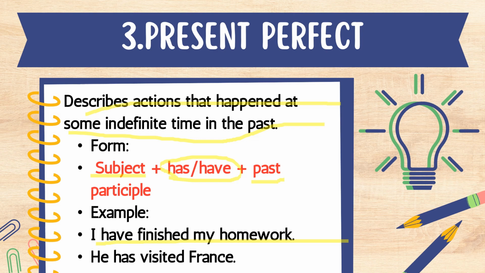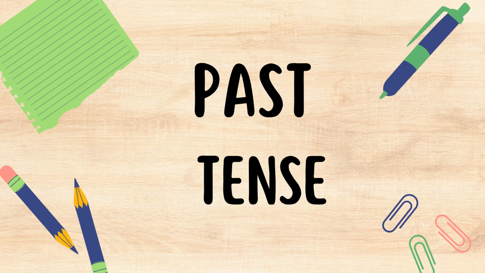Finished is showing you the past participle. Have, again have, and then I is your subject, right? Next one is he has visited France. He is your subject, visited, ed. So this is telling you the past participle, right?